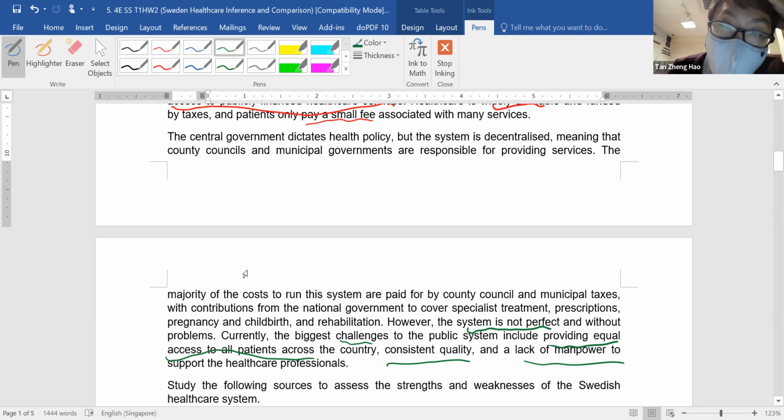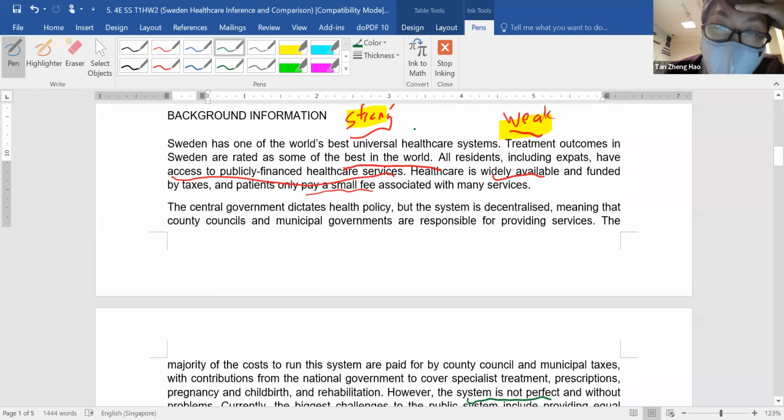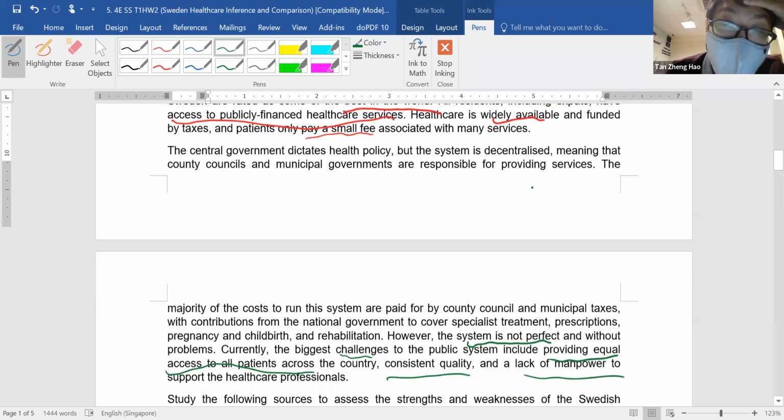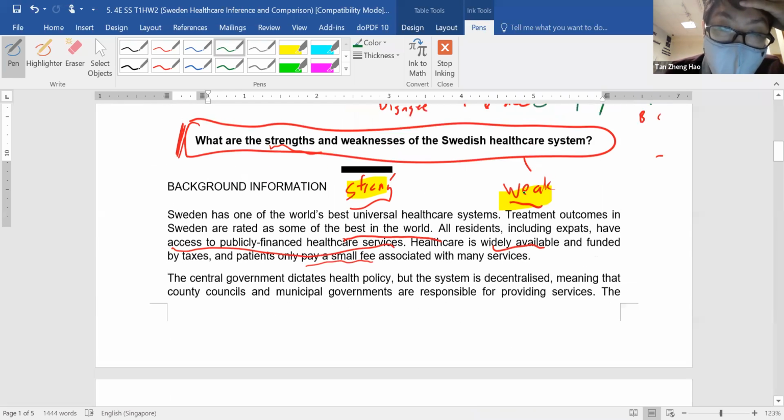So we start to find out some of the good points and some of the bad points of Sweden healthcare. Some of these points may appear again in the source. So it's always very helpful to read the background to start to find some of the common points that will be mentioned in the sources. Okay, so let's look at source A now.